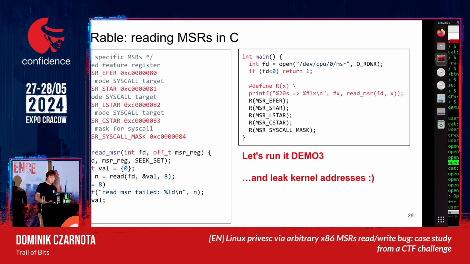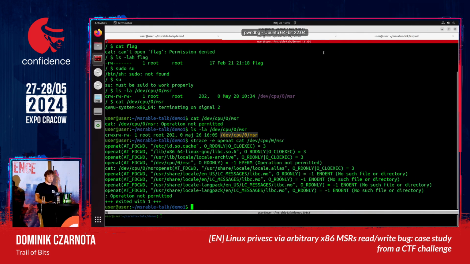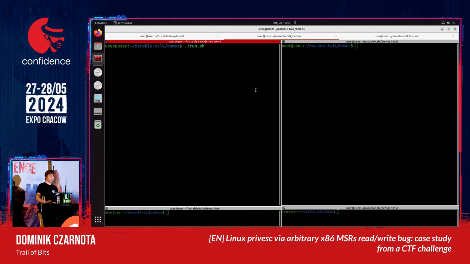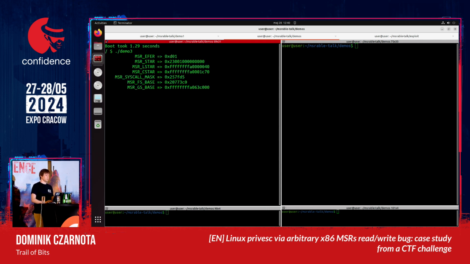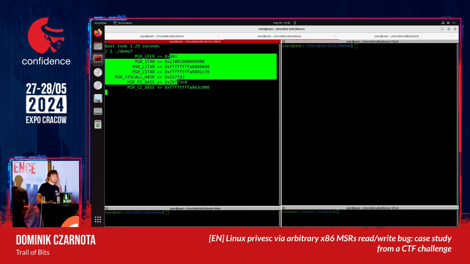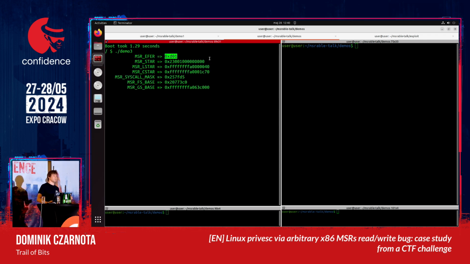But yeah, let's run it in a demo. So I'm booting up the kernel again. I have demo 3 here that is invoking this code. We can see that we read some values from some of those registers. And some of those values are pretty interesting. I mean, D01 hexadecimal, I have no idea what that is. But for example, this value here is very huge. It basically looks as if that is a kernel pointer.